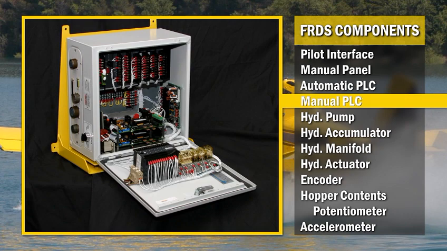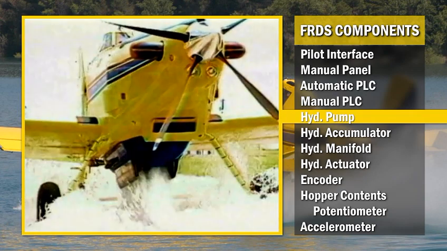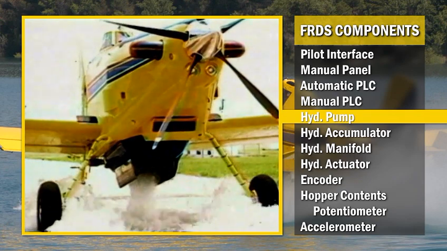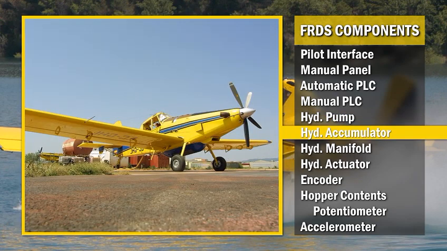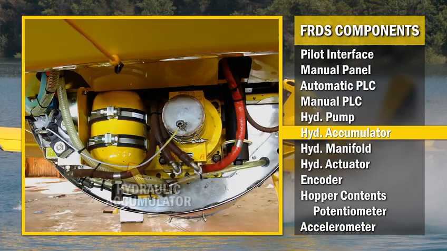The hydraulic pump, located just forward of the hopper on the pilot's left, supplies the hydraulic system with the high-pressure oil needed to open and close the fire gate doors. The nitrogen-filled hydraulic accumulator is slowly pressurized with fluid by the hydraulic pump at relatively low flow rates. During the release of retardant, the accumulator supplies the high oil flow rates required to open and close the gate box doors quickly for short periods during retardant delivery operations.